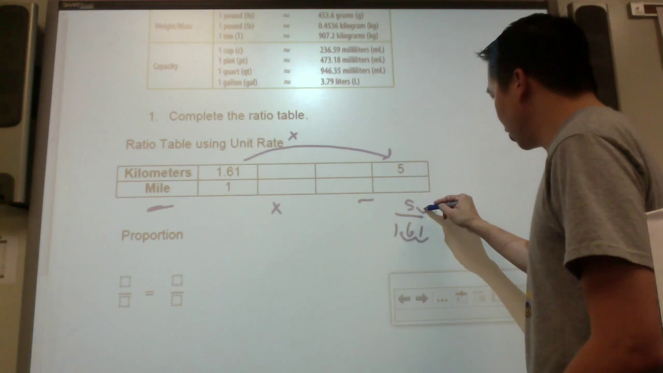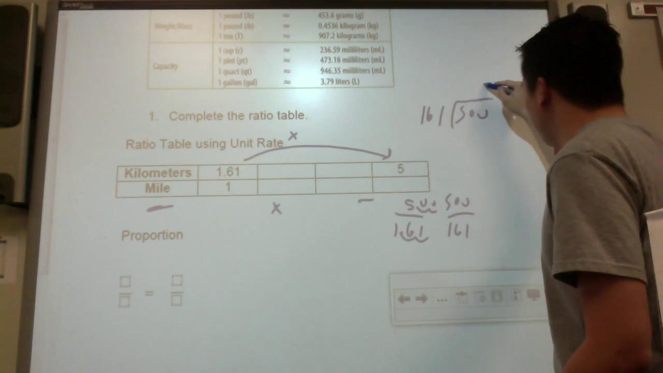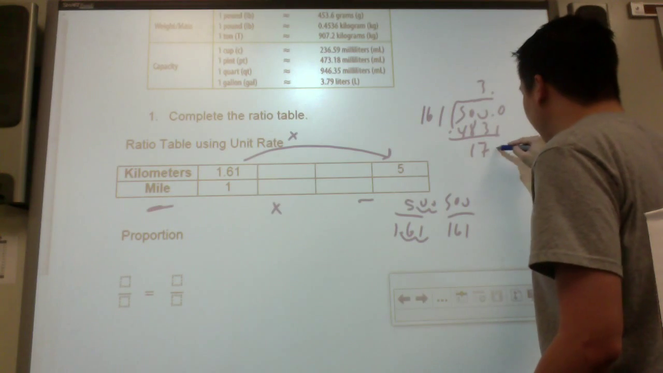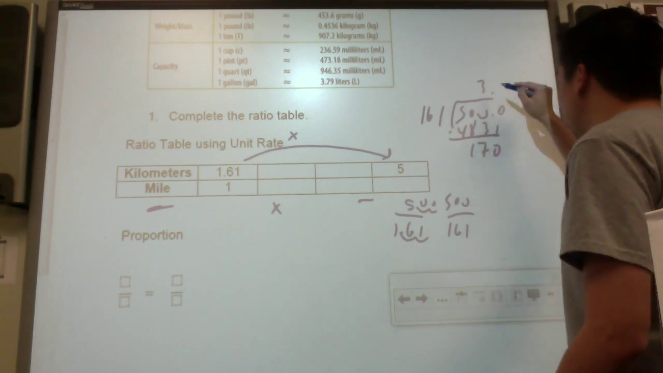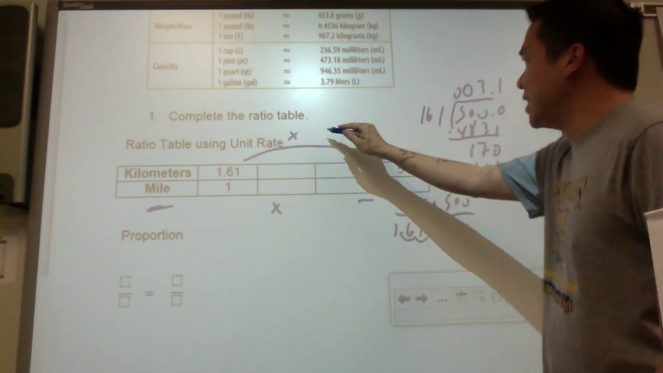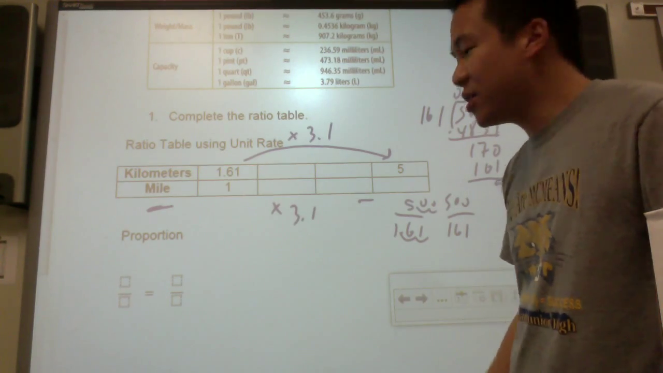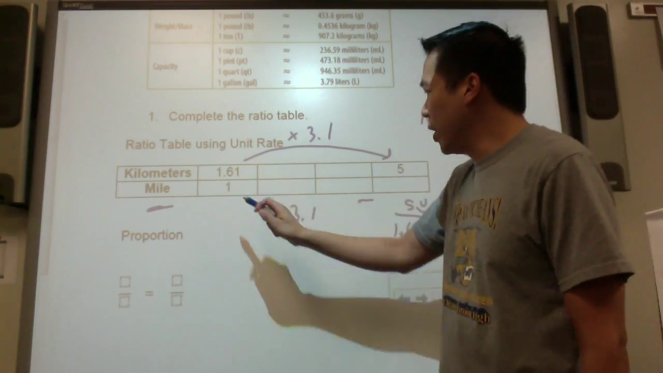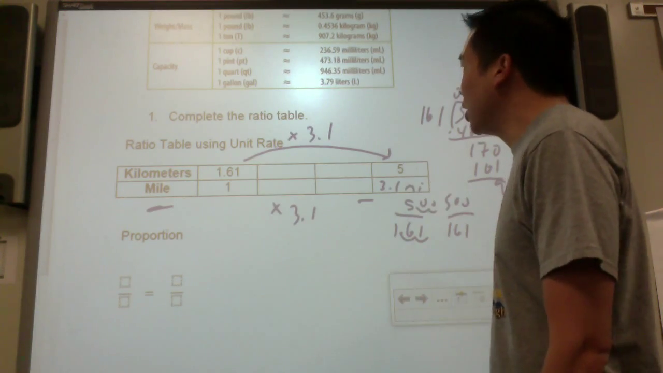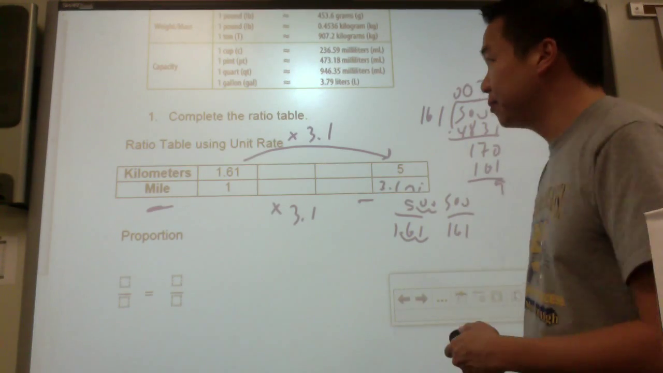If you move this 2 over, that's 500. So what's 500 divided by 161? It goes in about 3 times. Remainder 17. I need to get rid of this remainder, so bring it down. How many groups of 161 go into 170? 1 time, so that's 9. So it's about 3.1. If you multiply 1 and 61/100 by 3 and 1/10, you'll get about 5. So 1 mile times 3.1, the scale will be 3.1 miles. So 5 kilometers is about 3 and 1/10 miles.